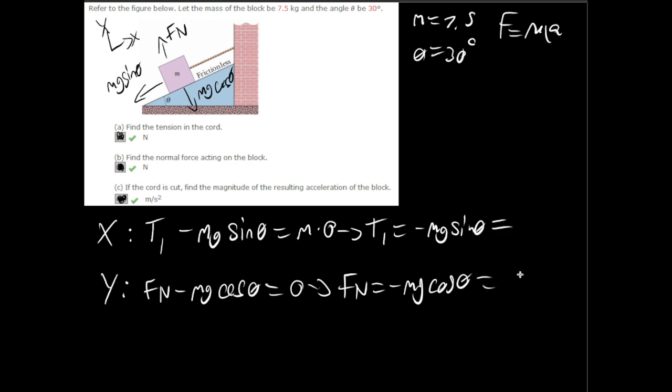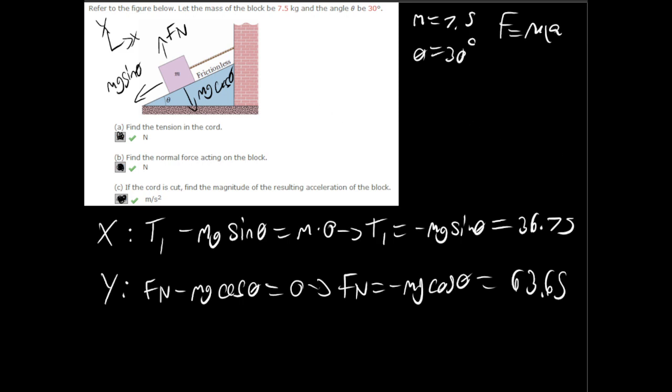So that's going to be 7.5 times 9.8 times sine 30, and that's giving me 36.75. And then same thing here, if we do the cosine, mg cosine theta, that is giving me 63.65. And then it asks, if the cord is cut, find the magnitude of the resulting acceleration on the block.